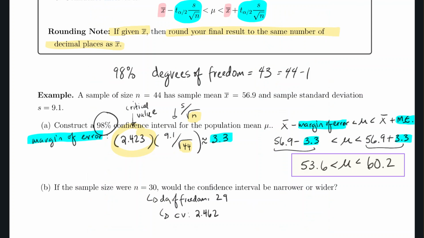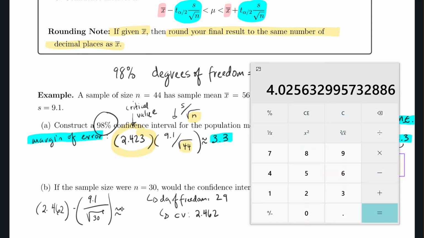Okay, so they're asking if it's narrower or wider. We're just going to recalculate. This is critical value times the standard deviation for the population of 9.1 divided by my new sample size of 30 in square root. We round that to 1 decimal place, and we get 4.0 when rounded.